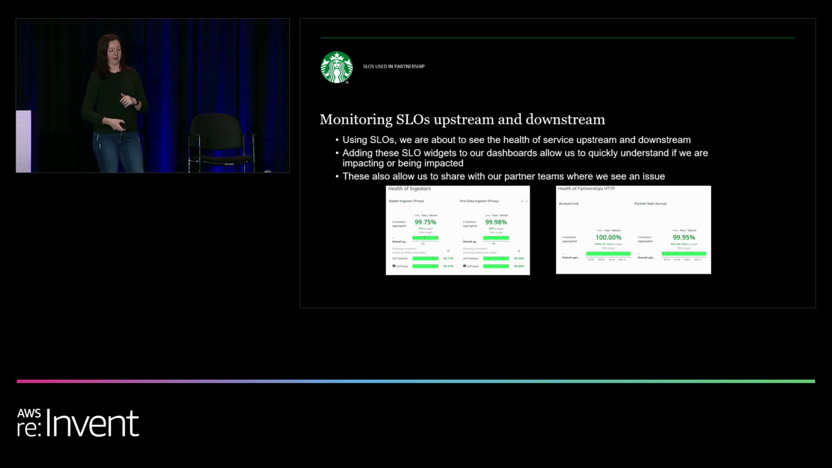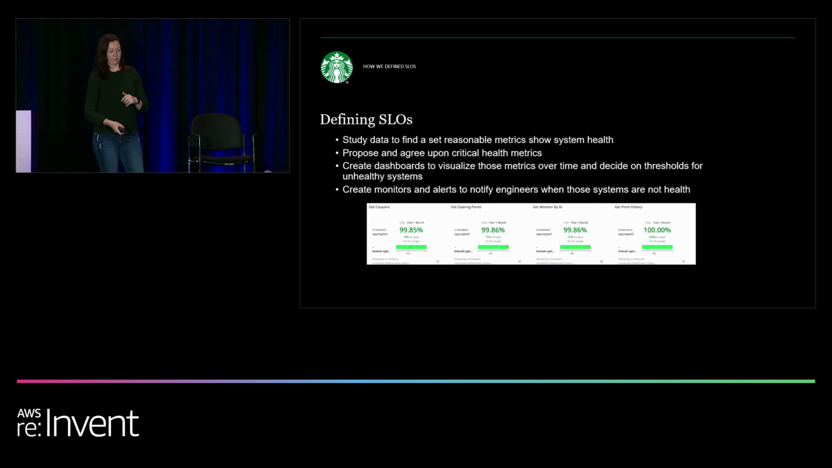So let me go back to that defining. Maybe, there we go. So yeah, like I mentioned, you want to study the data and find out some reasonable metrics to show your system health. That is a partnership. That should not be something that you are auditing your services. You shouldn't be bringing them into the room and be like, what's going on here? Instead, as a partnership, discuss, learn more, and then actually provide an ability to show that with metrics so that you don't have to have this conversation over and over again.